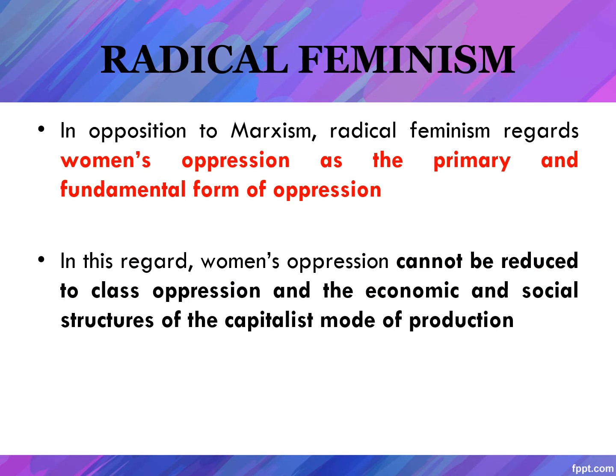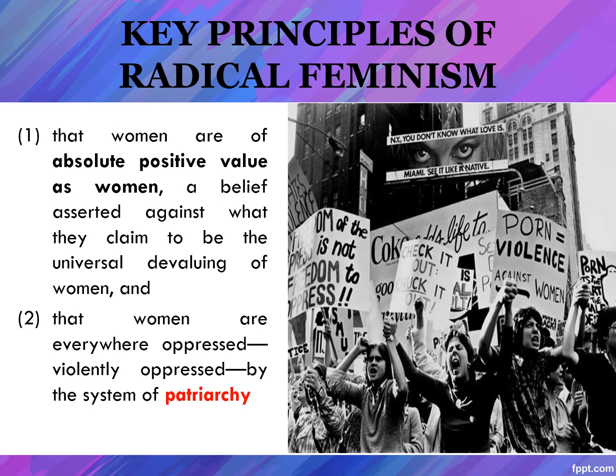And in opposition to the second type, radical feminism regards women oppression as the primary and fundamental form of oppression. So kanina sa Marxist feminism, capitalism is the main problem. And because of capitalism, we now have the secondary problem of women being confined to the home and nare-regard lang siya as mother and wife. For radical feminists, they would radicalize that by arguing that women's oppression is the main problem and not capitalism. So in this regard, women's oppression cannot be reduced to class oppression and the economic and social structures of the capitalist mode of production. So it's the main problem that they want to argue for or to fight for.